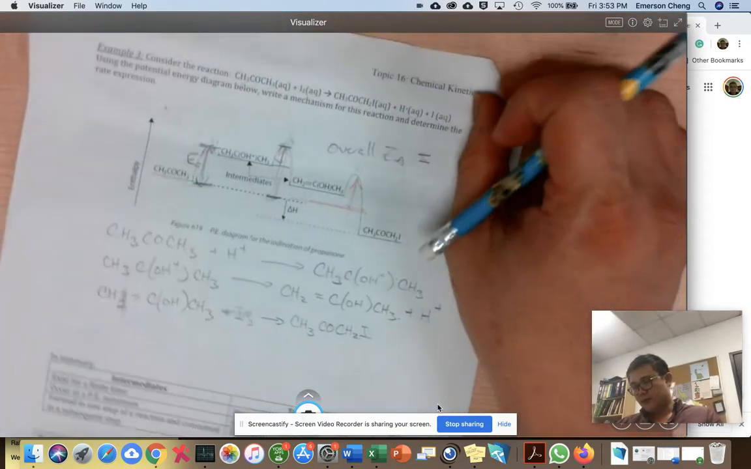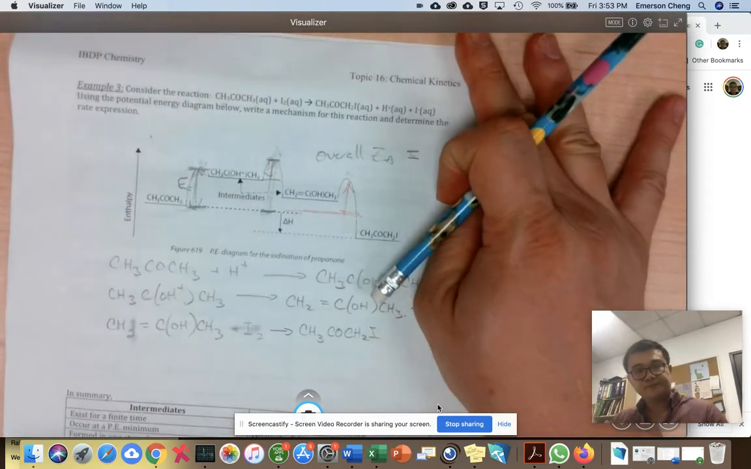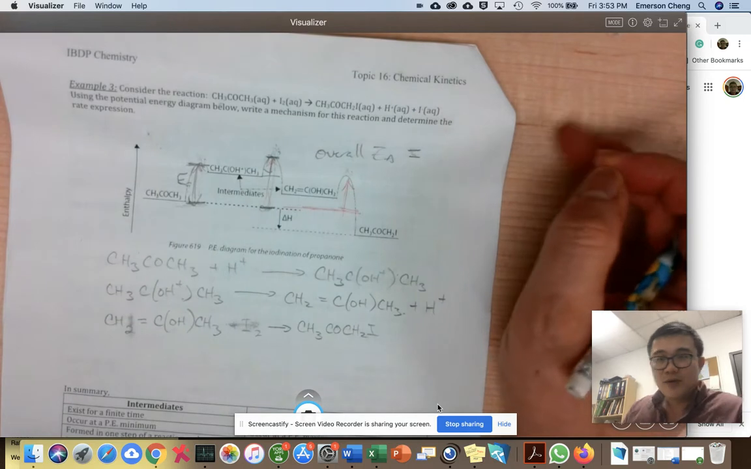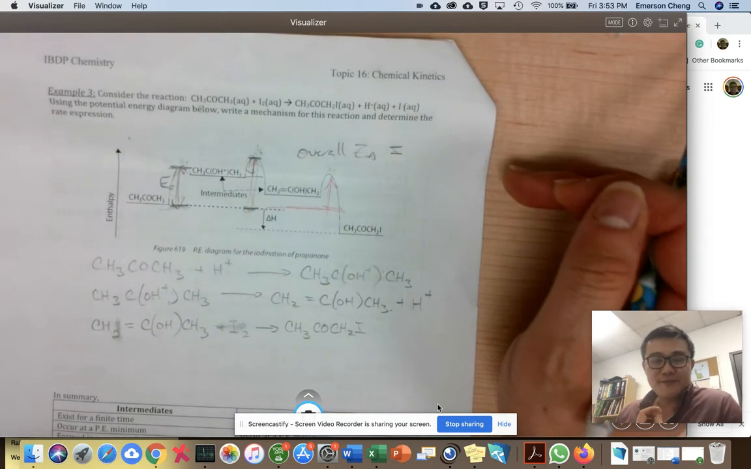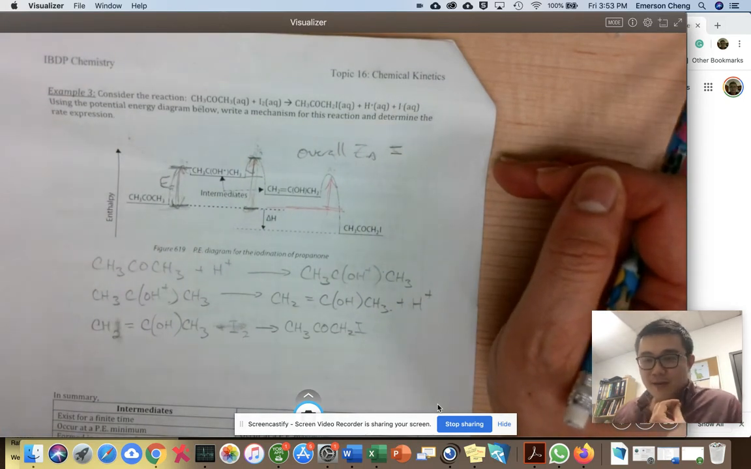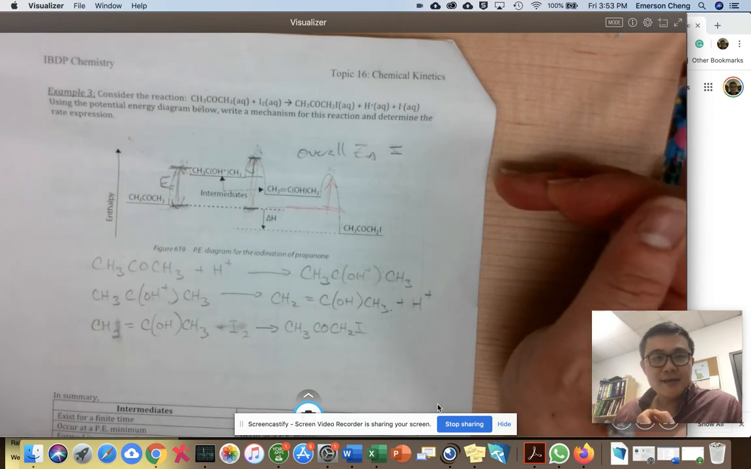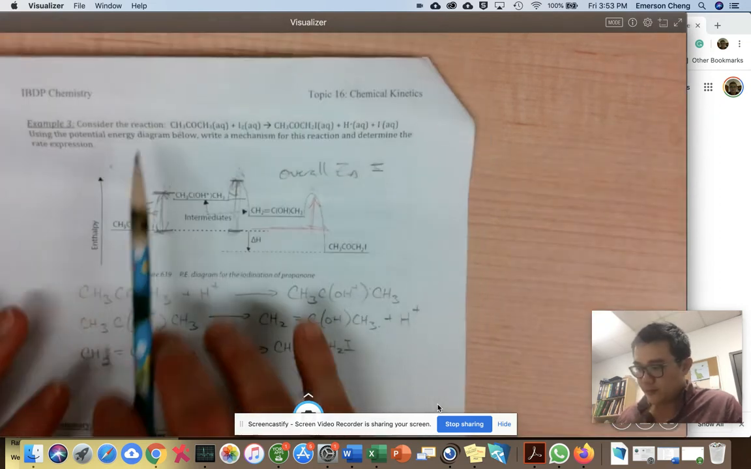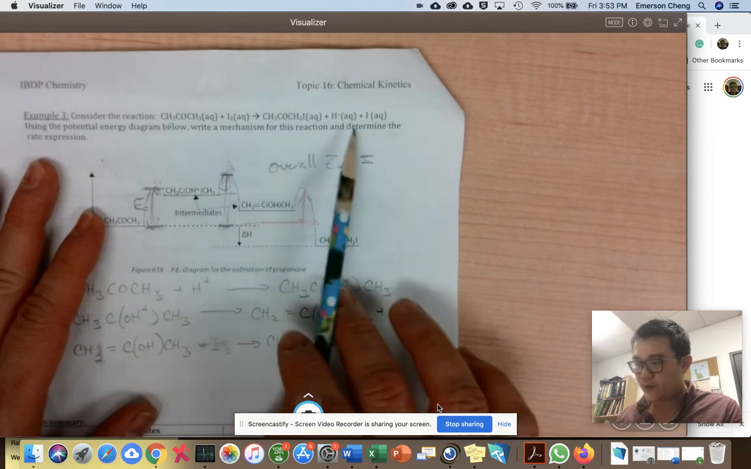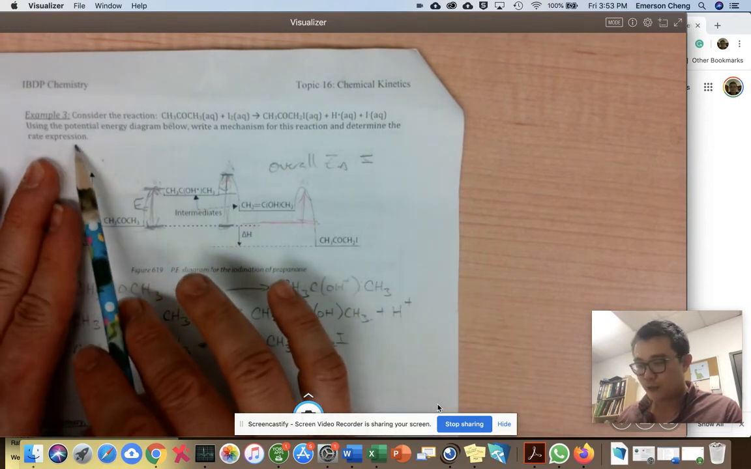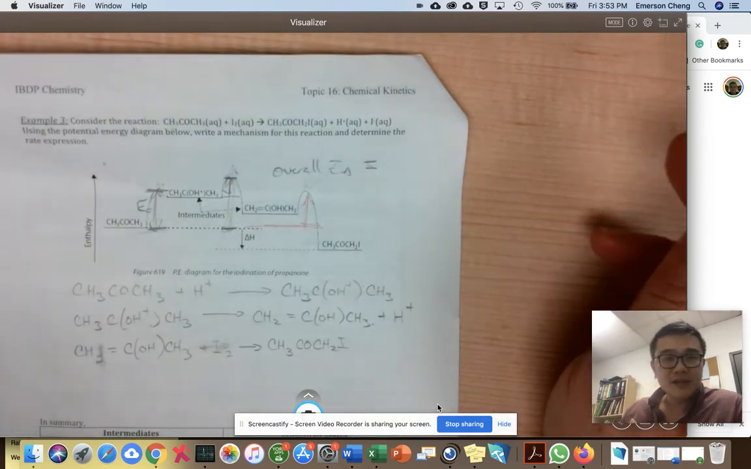Okay. Now, coming back here, this example number 3. This is the one that we talked about in class. For some of you, I talked about it later on one-on-one a little bit. In class, the question asks: write a mechanism for this reaction and determine the rate expression.